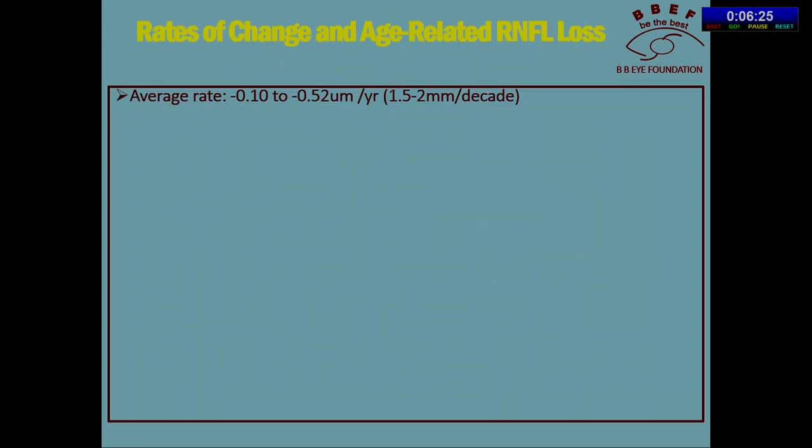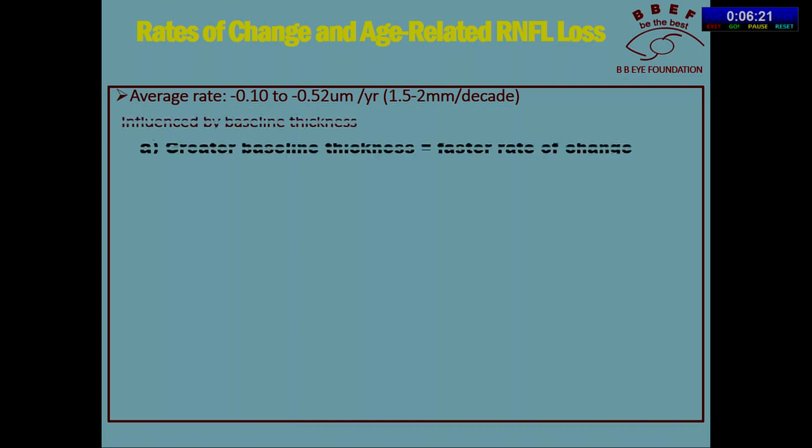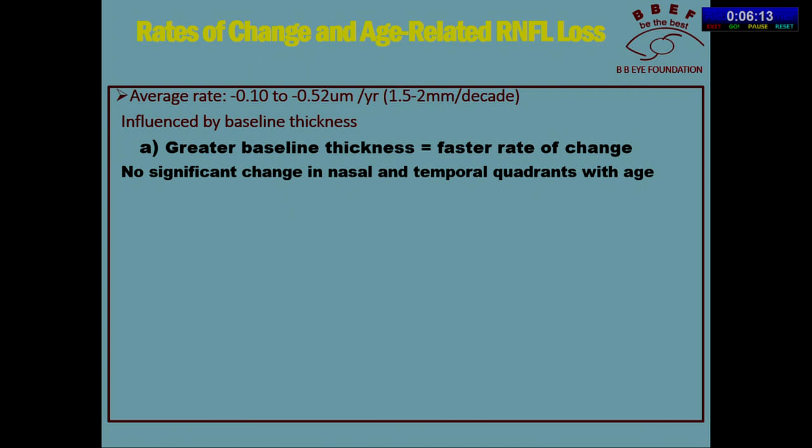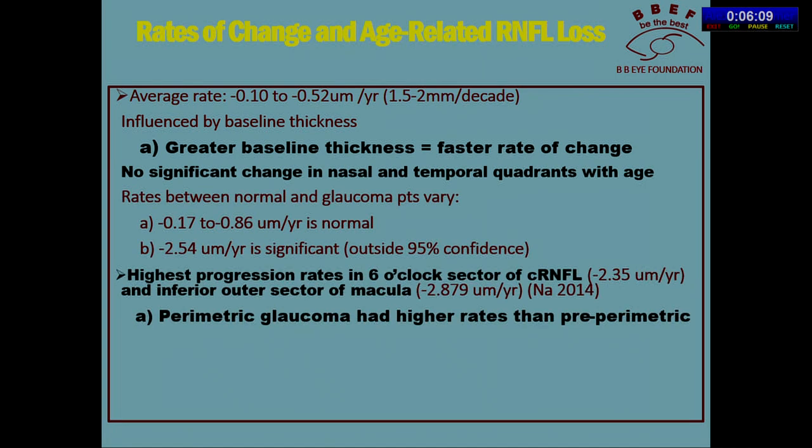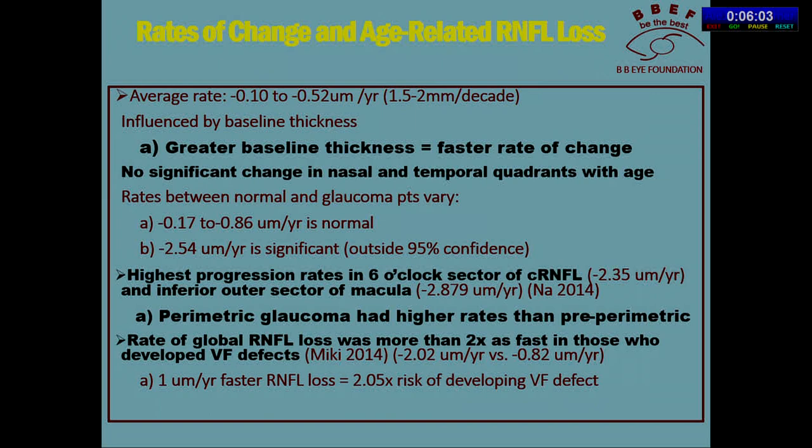So rates of change and age-related retinal nerve fiber loss: the average rate is influenced by the baseline thickness, the greater the baseline thickness, the faster the rate of change. No significant changes in the nasal and the temporal quadrant. Highest progression rate is in the 6 o'clock sector in the retinal nerve fiber layer. Perimetric glaucoma has higher rates than pre-perimetric glaucoma.